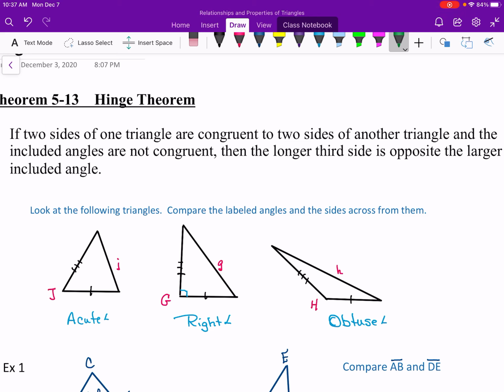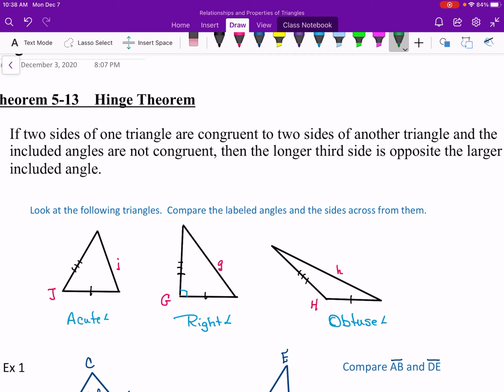That's the hypothesis. If you look at all three triangles that I have drawn, all three of them have one side that's marked with 3 hash marks. All three have one side marked with a single hash mark. So there are your two sides of one triangle, actually congruent to two other triangles, but if you compare them two at a time. The included angle is the angle that's between the two sides. So that would be angle J, angle G, and angle H. And I have those triangles arranged so that we have an acute angle in the first triangle, a right angle in the second triangle, and an obtuse included angle in the third triangle.